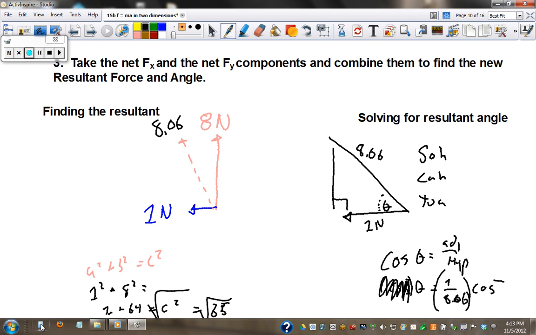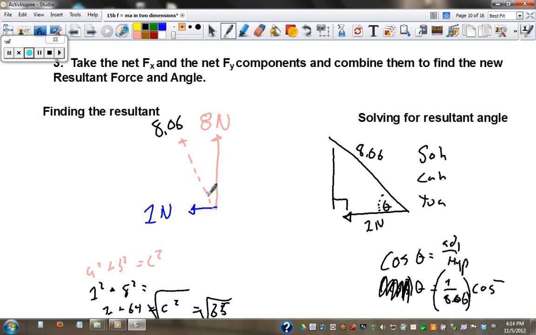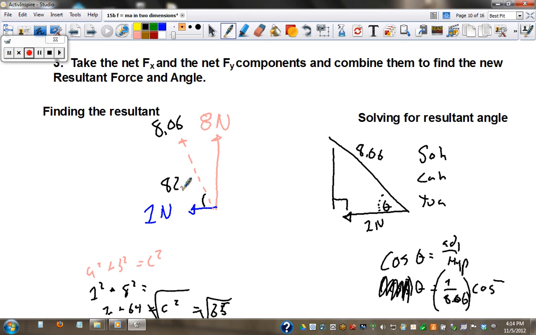And here's how it kind of looks on your calculator. 1 divided by 8.06 equals, and then inverse cosine. So it looks like this with a little 1. 1.12 degrees. The angle here is 0.12 degrees. Sorry, I forgot to push the button. Inverse cosine is 82.8 degrees because it's a really high angle. 82.8. So now we know the force and the angle that it's acting at. We'll come back more on that in a second.